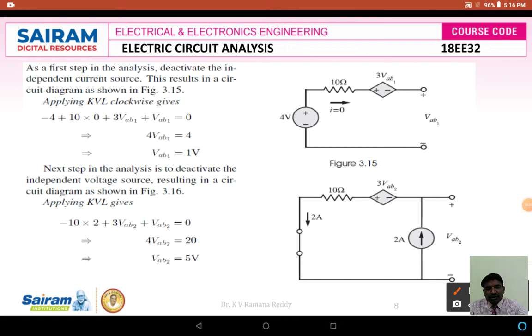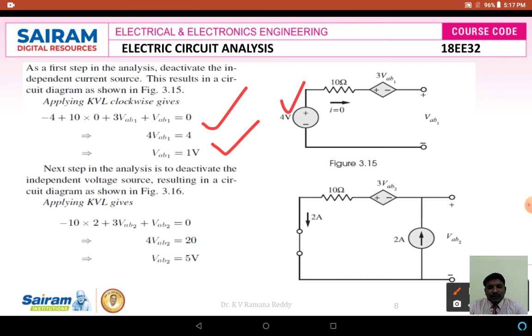For this circuit I want to apply Kirchhoff's voltage law. Taking the current flowing from the minus polarity onwards, I can write, by applying KVL in the clockwise direction, minus 4 plus 10 into I, where I is 0 because it is open circuited, so 10 into 0, plus 3VAB1 plus VAB1 is equal to 0. Simplifying, we get 3VAB1 plus VAB1, 4VAB1, and 10 into 0 is 0, and minus 4 moved to the other side becomes plus 4. So 4VAB1 is equal to 4 and VAB1 is equal to 1 volt. So VAB1 is equal to 1 volt when we keep the 4 volts voltage source in acting position while the current source is open circuited, in case 1.